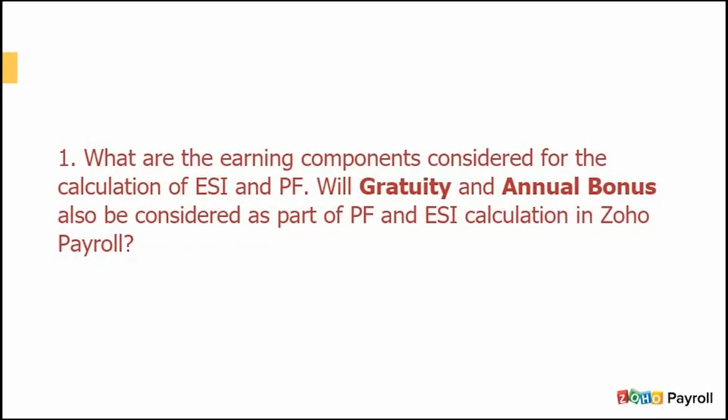So the first question is, what are the earning components considered for calculation of ESI and PF? For ESI, all the earning components except for annual bonus can be chosen. For EPF, apart from the house rent allowance, all the fixed pay earning components can be considered.